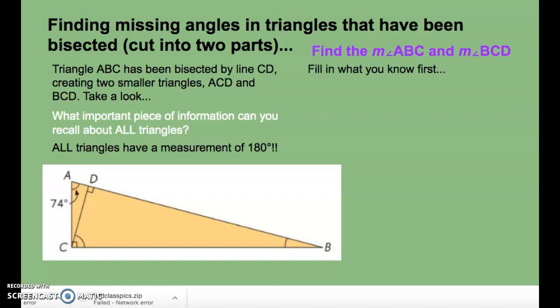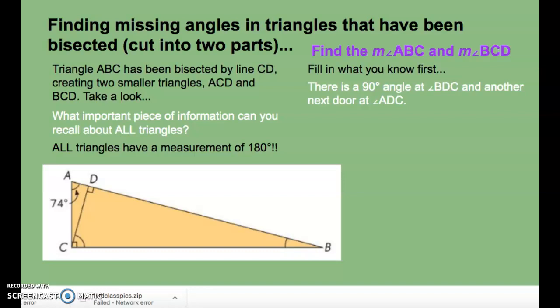If you'd like to try to solve this on your own or attempt to, pause the video, copy the triangle, and fill in what you know first. There is a 90-degree angle marked at angle BDC and another next door at ADC.